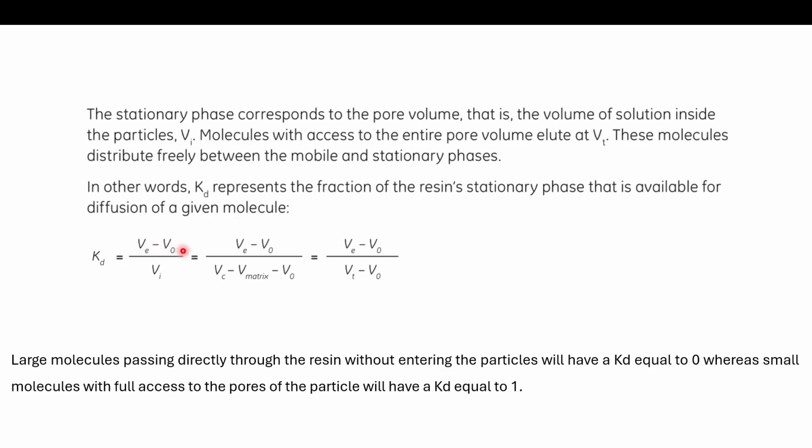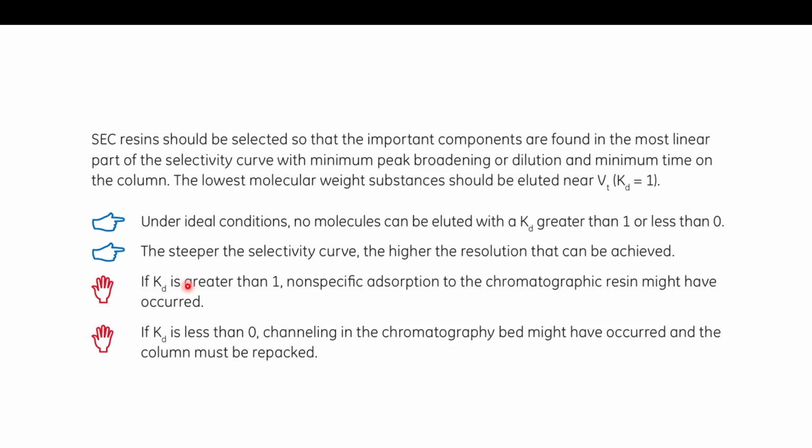The expression is (VE minus V0) by VI. So if it is greater than 1, that means this term is lesser and this term is higher. In that case, what might be the possibility? One possibility is that there might have been some interaction or non-specific adsorption onto the resin, which has blocked the pores of the matrix, thereby hindering the passage of the molecules through the resin.